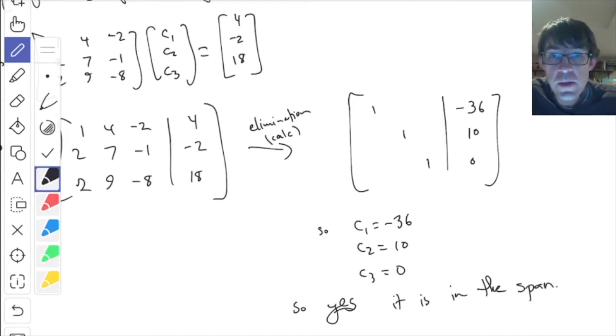And in fact, I can tell you what the constants are, and you can check your answer if you're unsure. You can just verify that when you use those numbers, they actually do add up to the thing that they're supposed to add up to. All right? So yes, it is in the span.